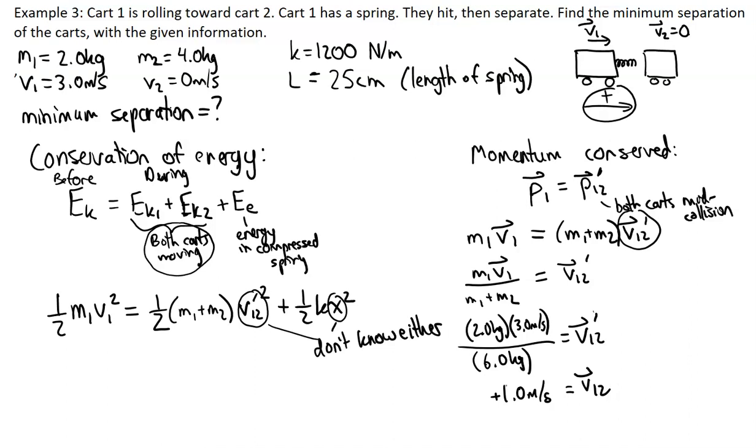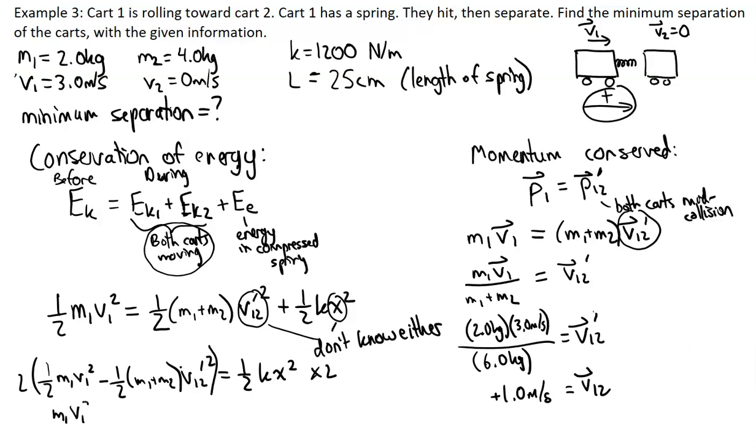So we come over here and we rearrange this equation for x. So this is going to give me 1/2 m1 v1 squared is equal to, I'm rearranging it, so I'm going to subtract 1/2 m1 plus m2 times v12 primed squared. And that's equal to 1/2 times k times x squared. If we multiply both sides of this equation by 2, nice thing happens with the fractions. We just get those canceling out. And I arrive at kx squared.